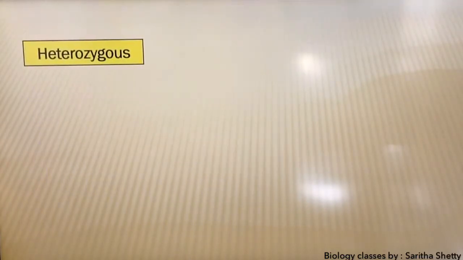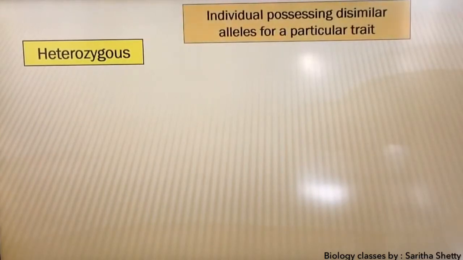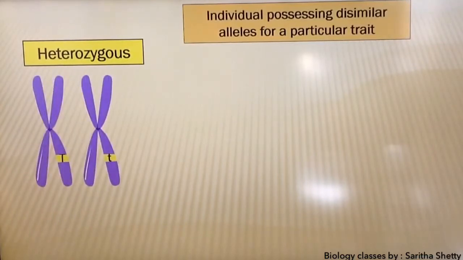The next term is heterozygous. Individuals possessing dissimilar alleles for a particular trait or a character is what we term as heterozygous condition. Observe students, we have the homologous chromosome here, but one of the alleles is capital T and the other allele is small t. So such a condition is what we term as heterozygous condition.